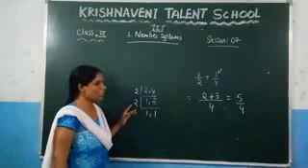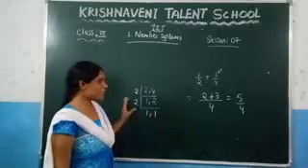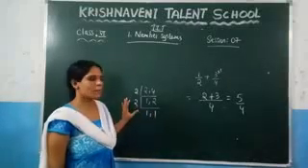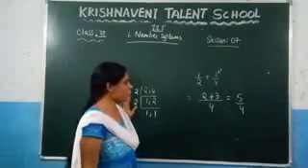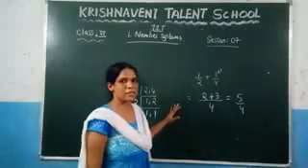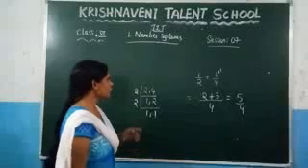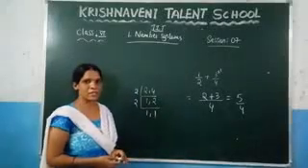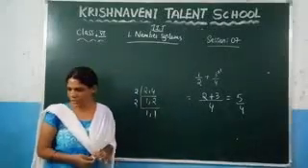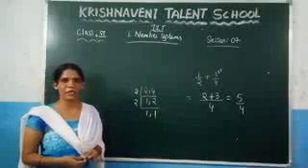So by using either method you can add the fractions. The first one is by converting into like fractions, or otherwise by taking the LCM of the denominators. The same process you can follow for subtraction. And in the next session we are going to see the remaining types of fractions.